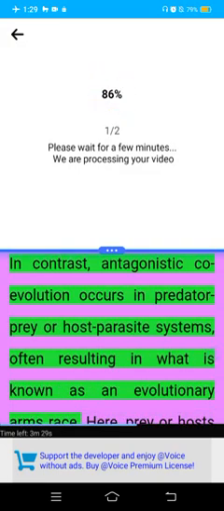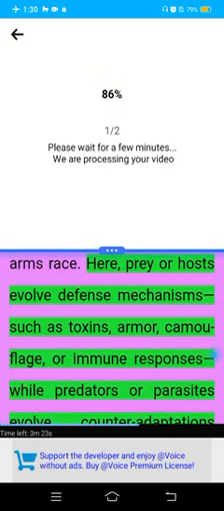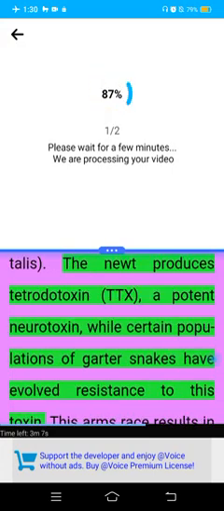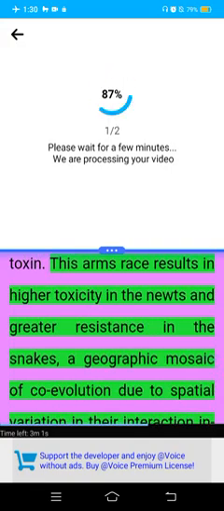In contrast, antagonistic coevolution occurs in predator-prey or host-parasite systems, often resulting in what is known as an evolutionary arms race. Here, prey or hosts evolve defense mechanisms, such as toxins, armor, camouflage, or immune responses, while predators or parasites evolve counter-adaptations like toxin resistance, refined hunting strategies, or immune evasion tactics. A powerful example is the interaction between the rough-skinned newt, Taricha granulosa, and the garter snake, Thamnophis sirtalis. The newt produces tetrodotoxin, TTX, a potent neurotoxin, while certain populations of garter snakes have evolved resistance to this toxin. This arms race results in higher toxicity in the newts and greater resistance in the snakes, a geographic mosaic of coevolution due to spatial variation in their interaction intensity.